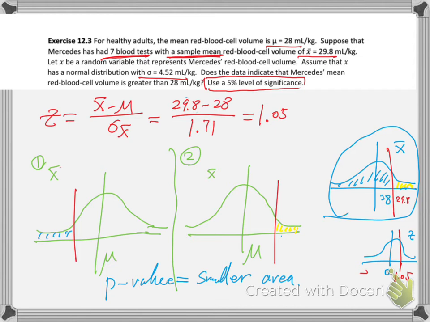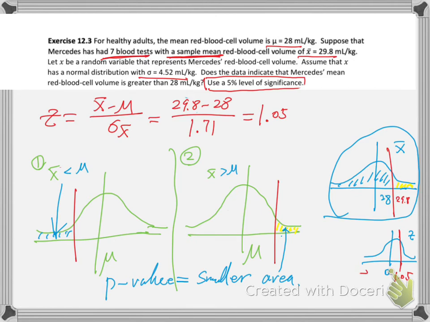So in the book, they write down the inequality. They basically compare the cutting line x bar and mu. In case 1, x bar is less than mu because it's on the left, then the p-value is this blue area. And in case 2, x bar is bigger than mu, and then the p-value is this yellow area. So the picture is very helpful. Then you don't need to remember so many definitions.